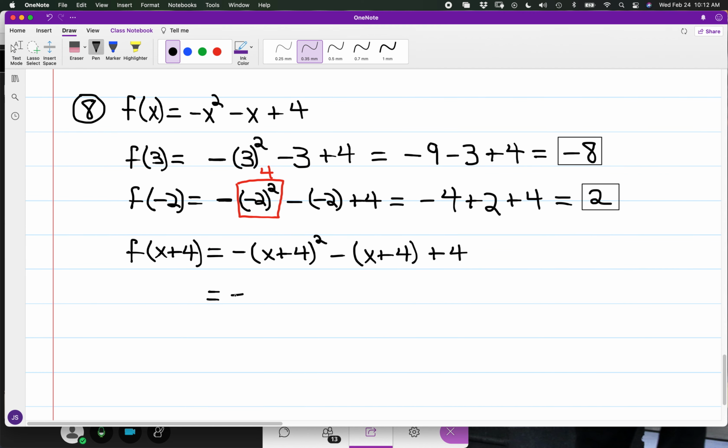Now keep in mind the square of x plus 4. You have x plus 4 times itself. You have x times x is x squared. And you got plus x times 4 plus 4 times x for the outside and the inside products. Whereupon we're going to have 4x plus 4x will become 8x. And 4 times 4 is going to be 16. And for the subtraction of the binomial x plus 4, we're going to have a minus x and a minus 4. Then we have followed by the addition of 4 at the end.